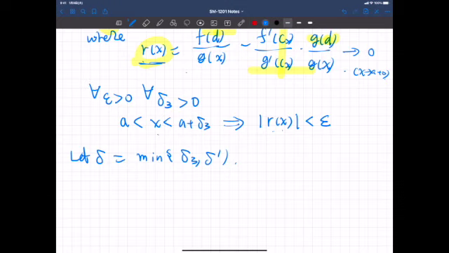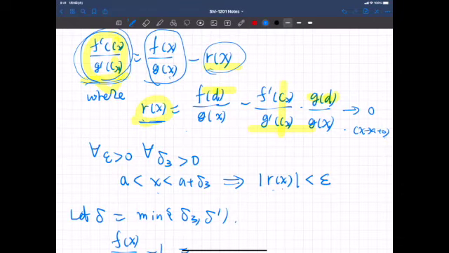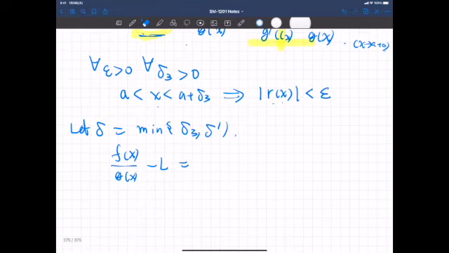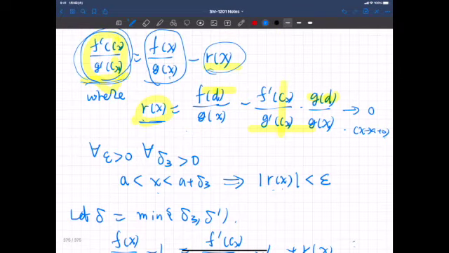So this means f of x over g of x minus L. So L is the limit value of this one. Okay, and this is equal to f prime of cx over g prime of cx minus L plus r of x. So this equation comes from this equation, right?